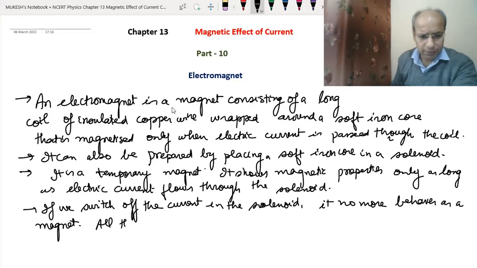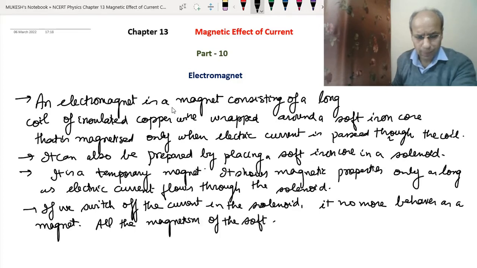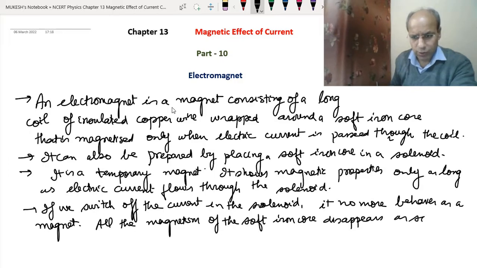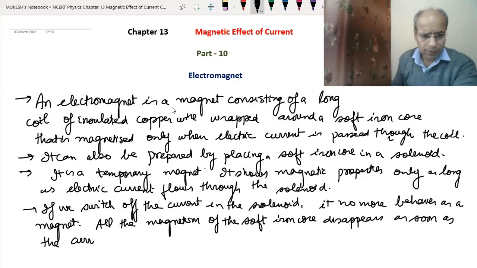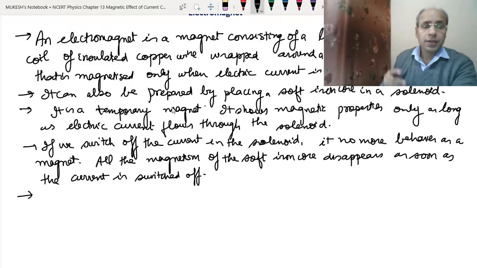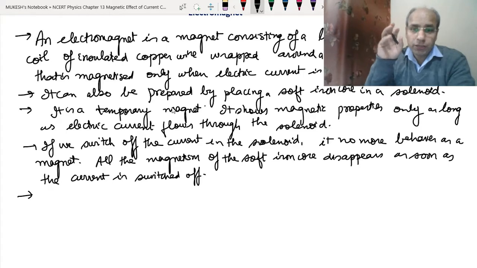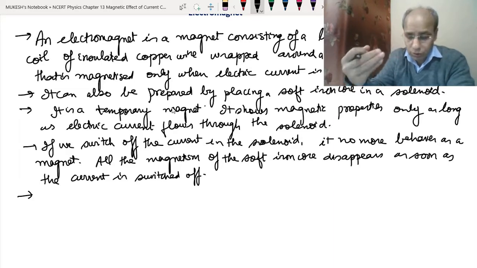All the magnetism of the soft iron core disappears as soon as the current is switched off. Now, when we put the soft iron core into the solenoid and current flows through it, it becomes a magnet, because the soft iron core also gets magnetized. So the magnetism becomes much more and it becomes a stronger magnet.